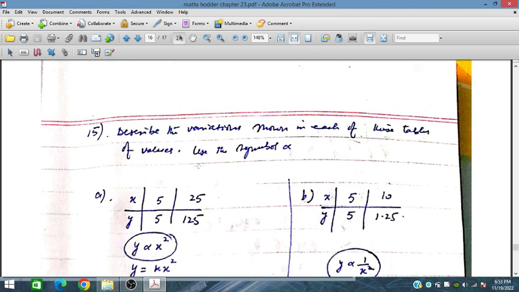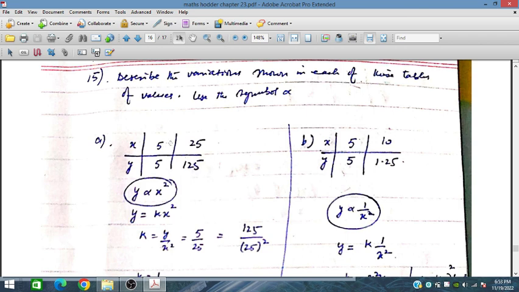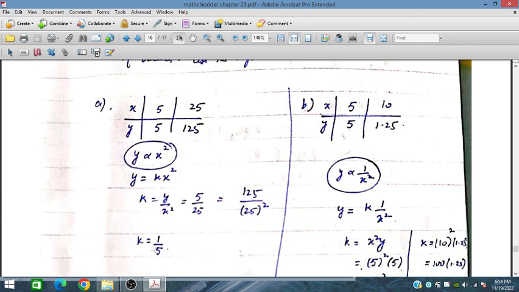And the 15th problem: describe the variation shown in each of these tables of values. Use the symbol alpha. Here y is 5, x is 25, y is 5, and y is 125. So we can see this is a relationship of y with x square. This increases by 5, so this is 5 square. So this is simply y is proportional to x square with this relation.